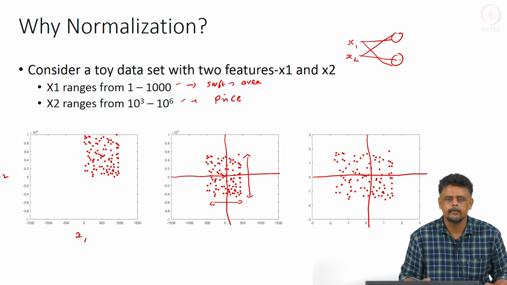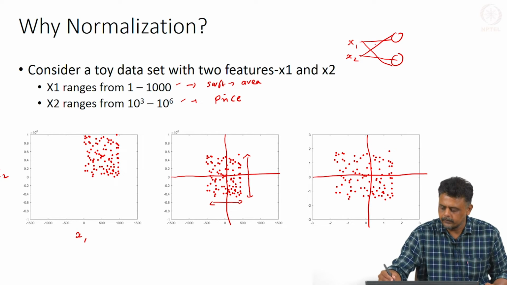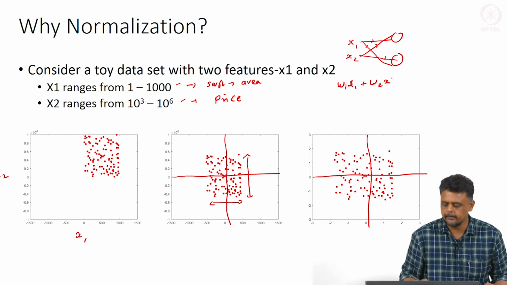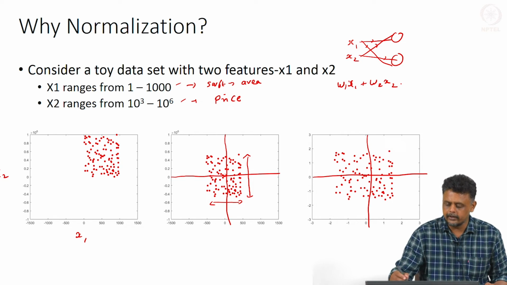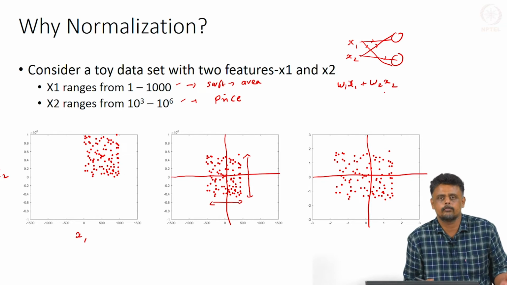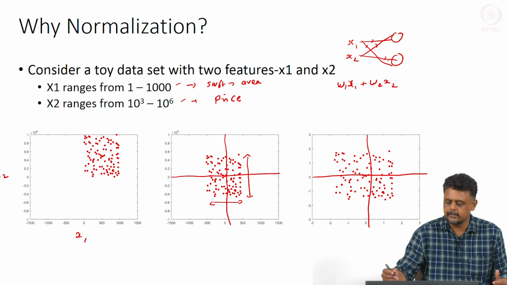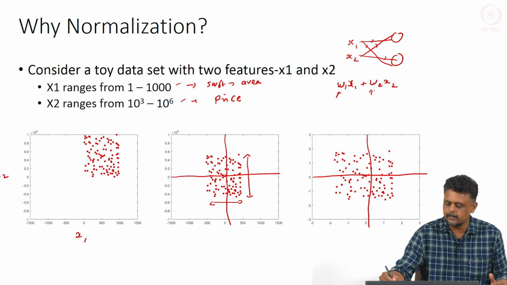So, the problem here is that we have terms like w1 x1 plus w2 x2, and this term will appear often. When you look at these terms, if you are not normalizing, you will see that x1 is much smaller than x2 by a factor of 10 raised to 3. But during optimization, in order for the network to converge, the weights have to be adjusted accordingly.